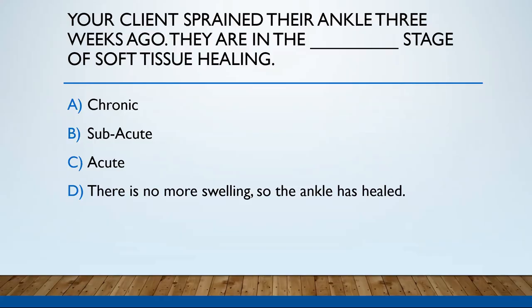Let's get rid of one wrong answer. We know it's not acute because it was 3 weeks ago. What stage typically is 3 weeks? Your client sprained their ankle 3 weeks ago. They're in the what stage of healing? All right. A, chronic. B, subacute. D, there's no more swelling, so the ankle is healed. 3, 2, 1, go.